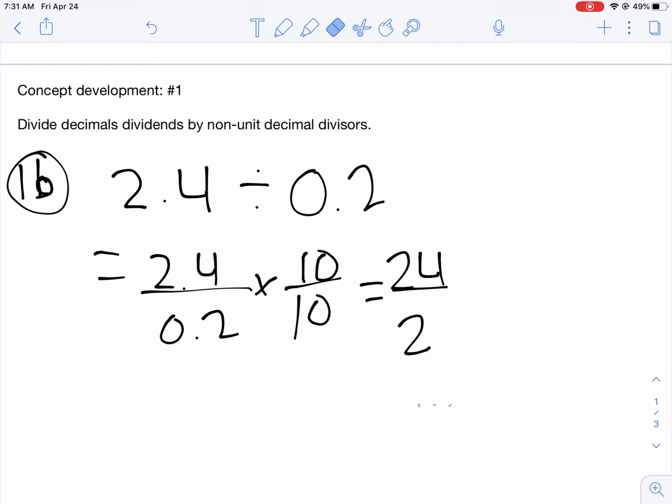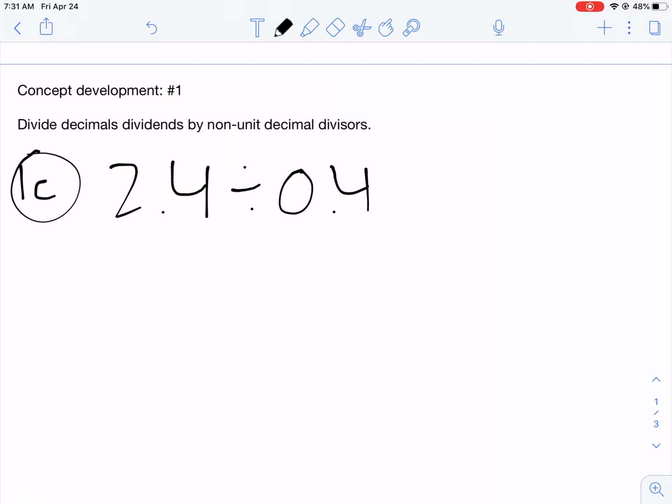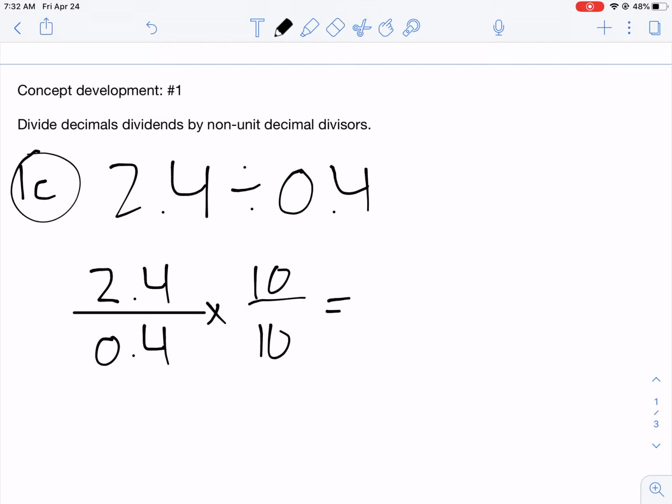Okay, let's do another one. Here's the next one. We have 2 4/10 divided by 4/10. Next step is to rewrite this as a fraction. Then we multiply it by 10 over 10, which equals 1. That gives us a denominator of 4. In the numerator, we just did this one, 2 4/10 times 10 is 24. 4 goes into 24 6 times. And one more practice problem.